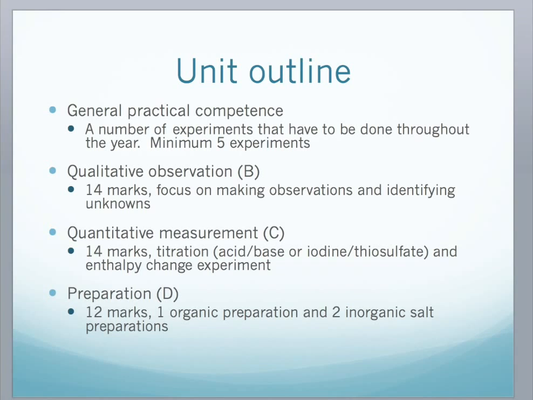So there is the qualitative observation, which is B, out of 14 marks, and usually the focus is on making observations and identifying unknowns. C, which is the quantitative measurement, marked out of 14 marks, and this usually will involve a titration, and the titration can either be acid and base or iodine thiosulfate, or you could also be asked to carry out an enthalpy change experiment.